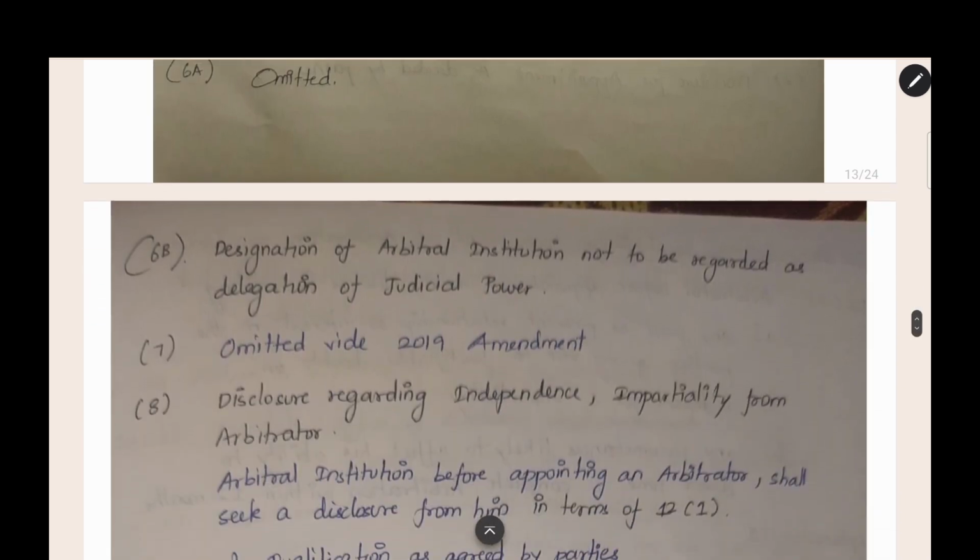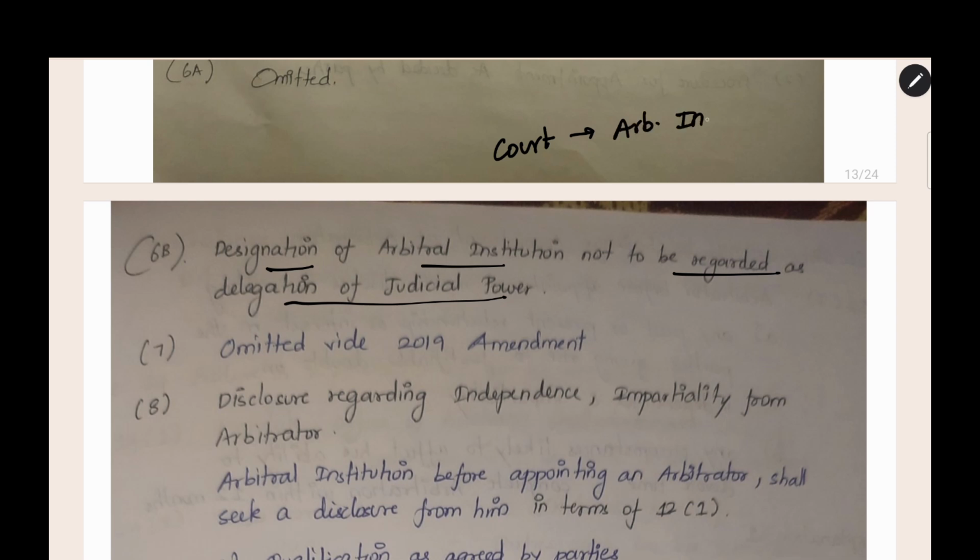Subsection 6b tells us that designation of an arbitral institution is not to be regarded as delegation of judicial power. The court is simply appointing an arbitral institution. It is not delegating any of its judicial powers. Under a constitution, a court cannot give any of its powers, which is called delegation of powers. There are certain powers given to the court, and the court cannot outsource them to anybody and tell them to do the work of the court. This is not possible under the constitution.